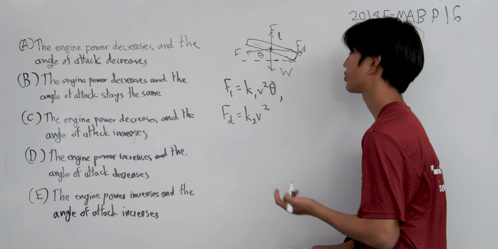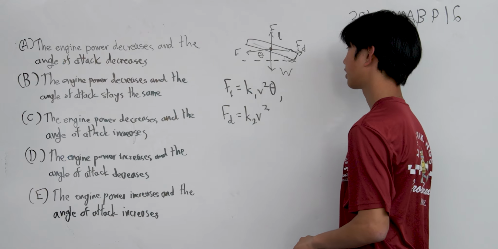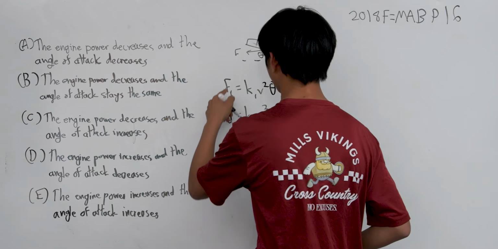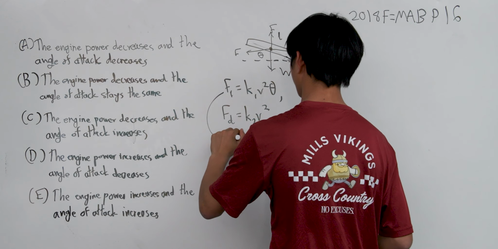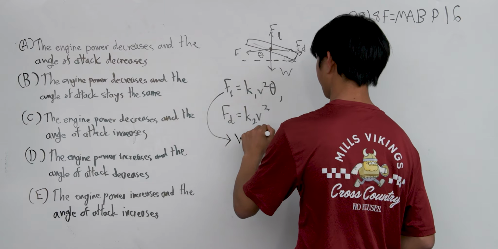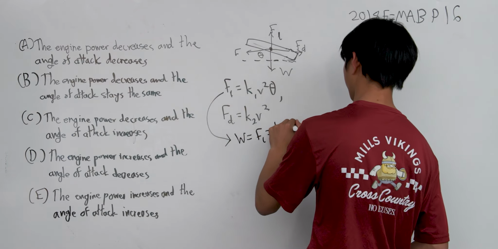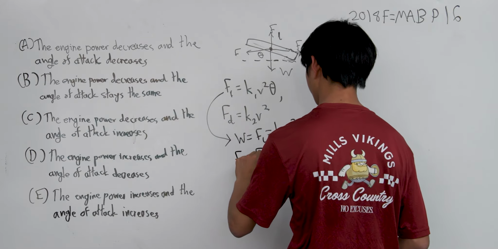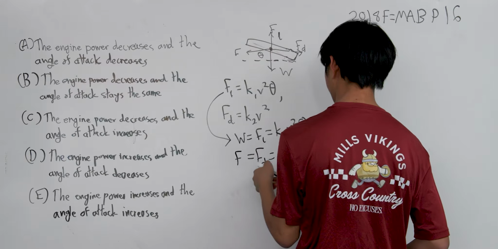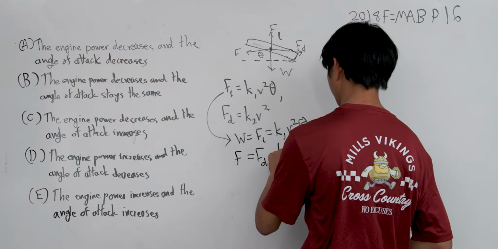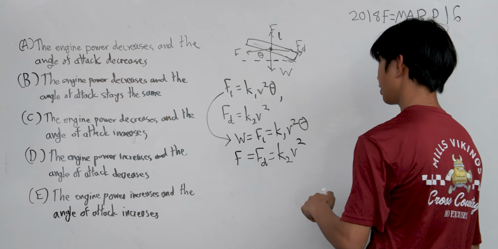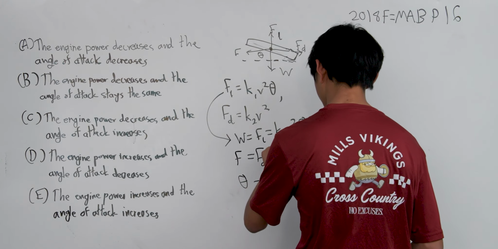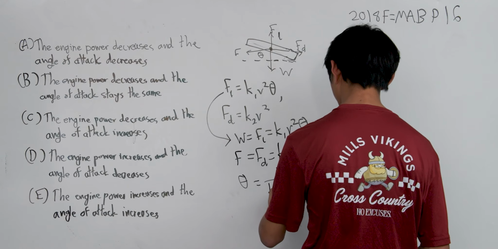From these forces, we can immediately get, because they're flying in level flight, that the weight is equal to the lift force, which is equal to k sub 1 v squared theta. Similar logic here: the forward force is equal to the drag force, k sub 2 v squared. From this equation, we find that the angle of attack theta is equal to w over k sub 1 v squared.